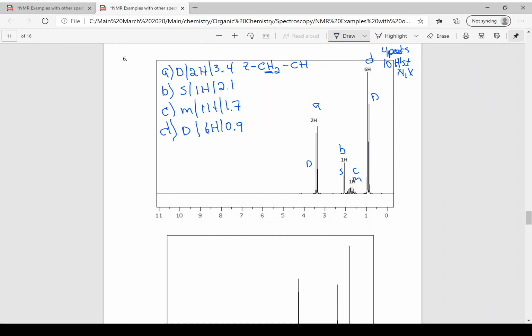Singlets integrating for 1 can be CHs, but don't forget, they can be OHs and NHs. Because I know there's no nitrogen, I'm going to go with the OH option right now. Keep in mind, I'm not going to fall in love with it, but it's the most logical. The multiplet's not going to help me at all, but a doublet that integrates for 6 screams isopropyl. Oh look, that's a CH3 and that's a CH.